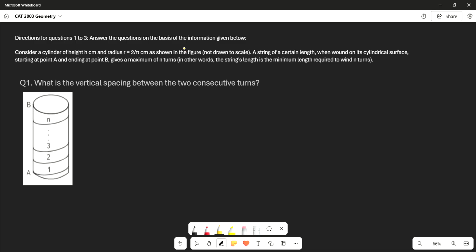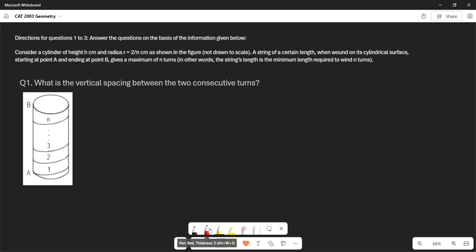Consider a cylinder of height 8 centimeter and radius r is equal to 2 by pi centimeter, as shown in the figure, which is not as per scale. A string of a certain length, when wound on its cylindrical surface starting at point A and ending at point B, gives a maximum of n turns, which, in other words, means the string's length is the minimum length required to wind n turns. Okay, so you have to find the vertical space between the two consecutive turns.